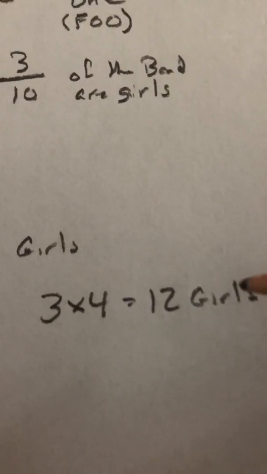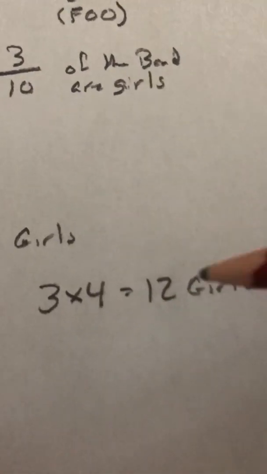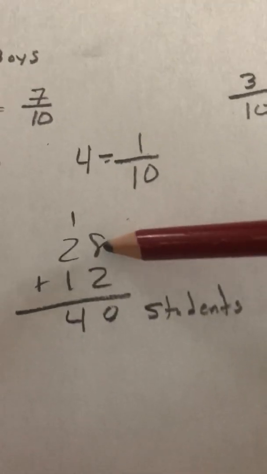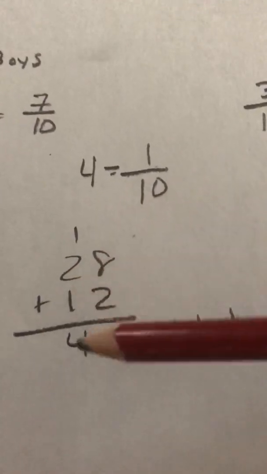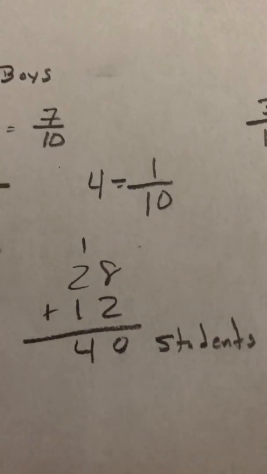So that means that we have to figure out boys and girls. Now, we just figured out the girls. They already gave us the boys, so we know that there were 28 boys. We know that there are now 12 girls, so if I add 28 plus 12, I end up with 40 students in the band.